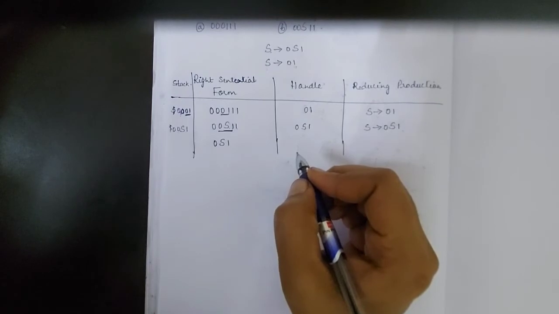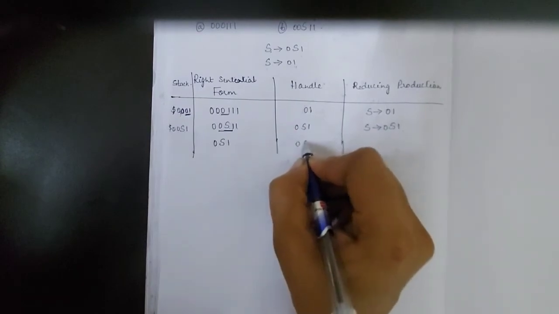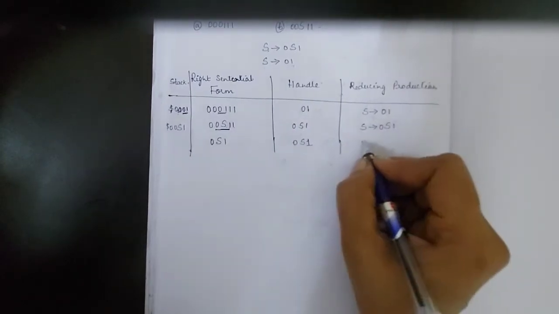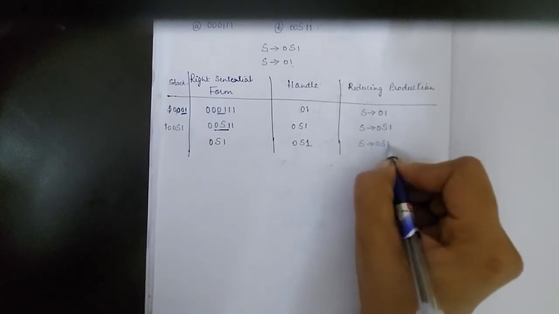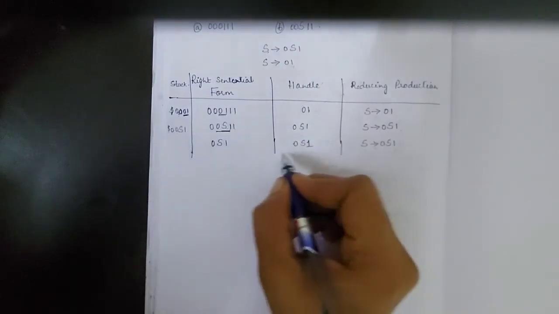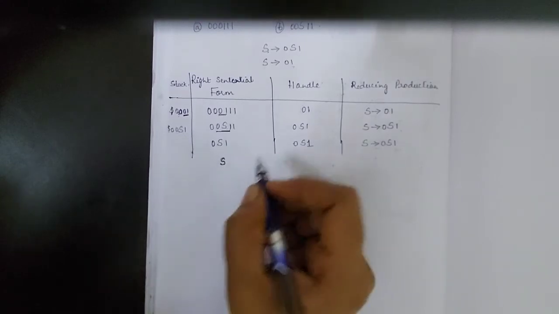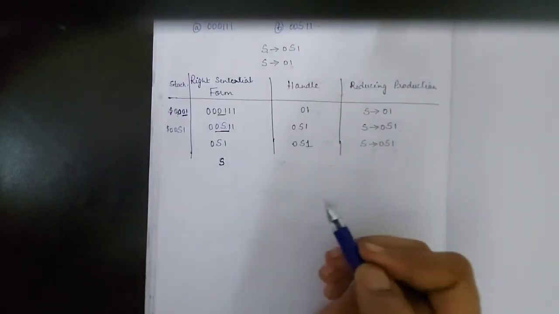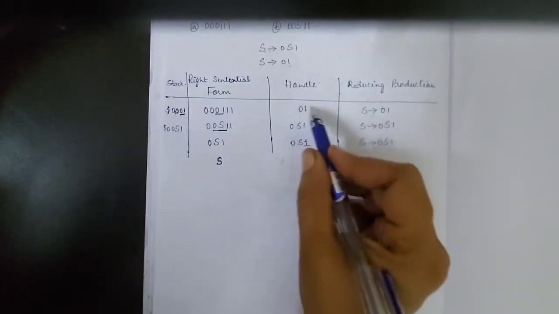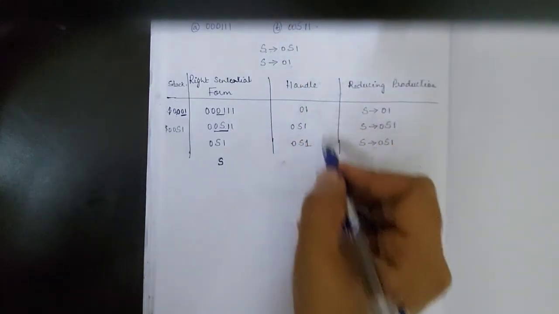How do we use the shift reduce parsing method? We shift or reduce, using these operations until we get the starting symbol. So I can write it again over here: 0S1 forms the handle, and the reducing production uses this one. This is just for reference, as I told you. This in turn produces our starting symbol, which is S. So these are the handles for this input string using this grammar.